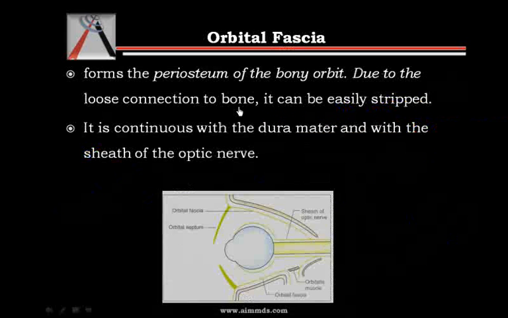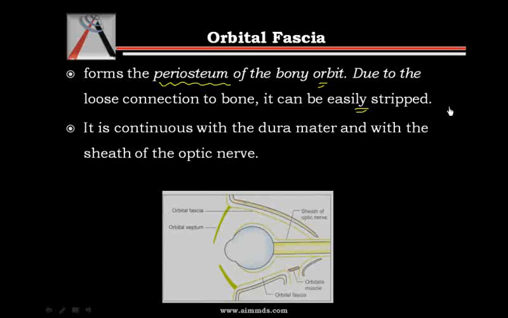Next we'll be talking about the fascia, that is the orbital fascia and the bulbar fascia. Let's first talk about the orbital fascia. Orbital fascia forms a periosteum of the bony orbit. Now if you notice in this diagram, this fascia that lines the bone of the orbit is your orbital fascia, and due to the loose connection to the bone, this fascia, this periosteum, can be easily stripped off.